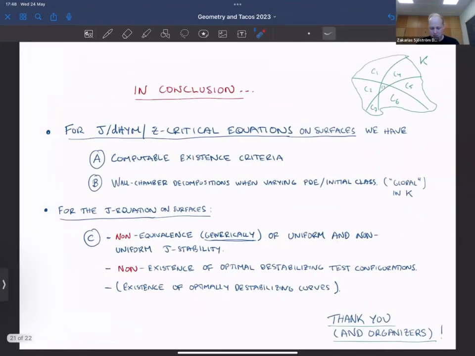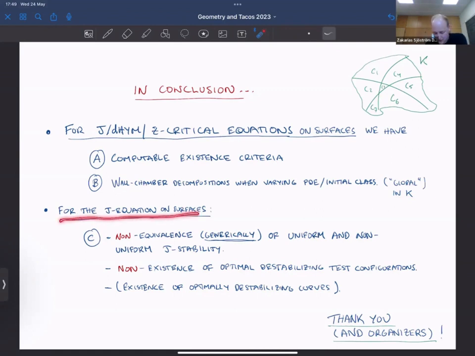So with this, let me just take the final slide. In conclusion, techniques using the Zariski decomposition and the numerical criteria can, at least on surfaces in this simplified setting, give answers to these questions. It gives computable existence criteria, and gives wall and chamber decompositions, which is the first of this type when you vary the PDE rather than what Bridgeland was doing. This is very much in line with the ideas that Dervan, McCarthy, and Sektnan had in their paper introducing the Z-critical equations in this direction. And importantly, this is because you have this global property in K of the curves we obtain.